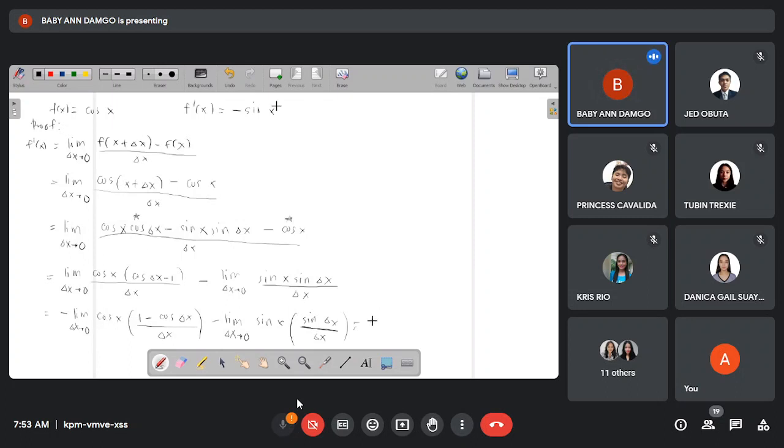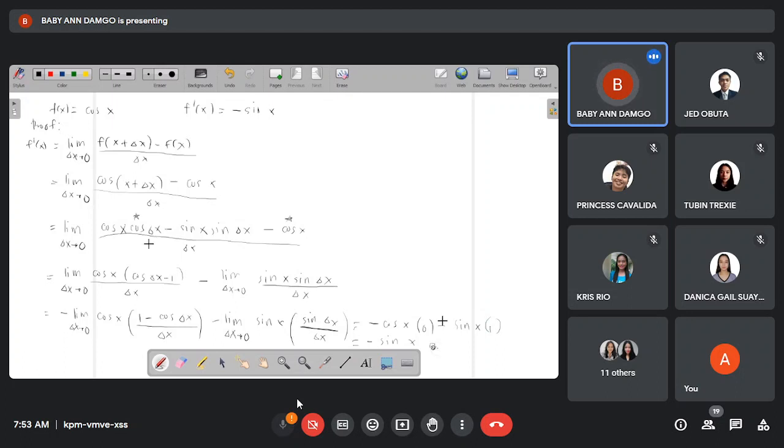Okay? So, this one, i-evaluate na nato ang limit. So, wala na siya ma-change. So, this is minus cosine x, this is constant with respect to the change of x. This one, the limit of 1 minus cosine the change of x over the change of x, this is just 0. Minus, so kani, this is sine x, this is constant with respect to the change of x, times, so ang limit ani, this is just 1, which is equal to minus sine x.